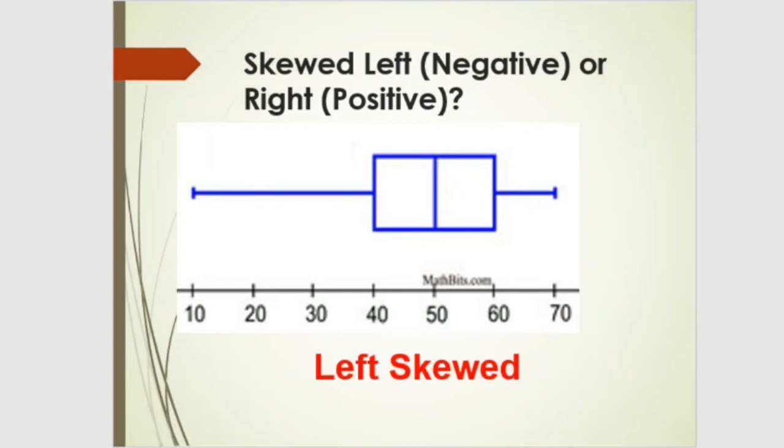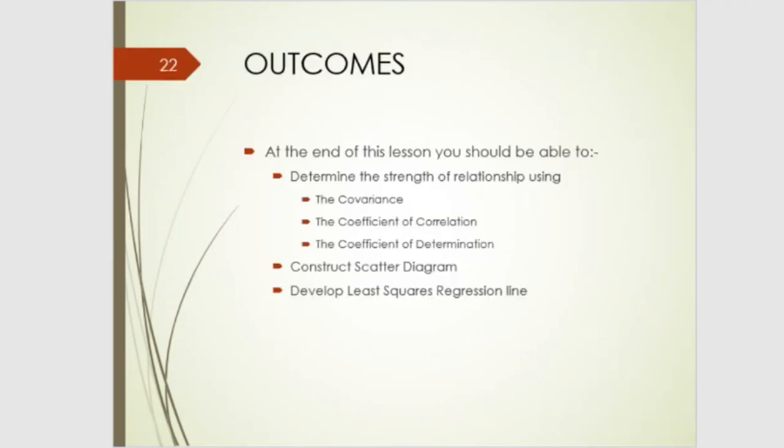That is, in terms of the quartiles and percentiles, to cover. The second part is about the measures of relationship. At the end of this second session, we should be able to calculate the covariance, the coefficient of correlation, the coefficient of determination, and be able to construct a scatter diagram, which I will not be able to construct here, but maybe I can do it in Excel due to limitations, and then develop the least squares regression line. We'll see if we will touch that due to time and the energy level that we have, because I've combined two sessions in one session.